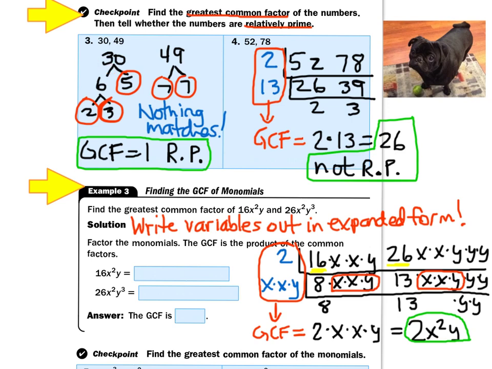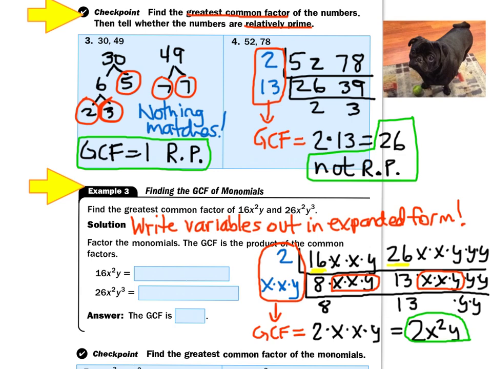So I broke apart 30 to be 2 times 3 times 5, and I broke apart 49 to be 7 times 7. When I compared the trees, they have nothing in common. Nothing matches, so the greatest common factor is 1, and so they're relatively prime. Take a look at number 4.